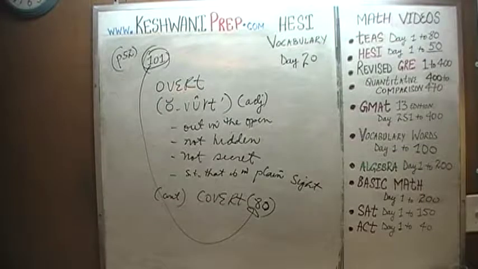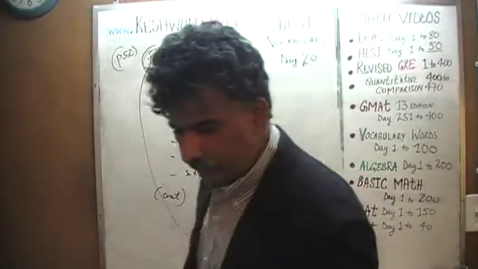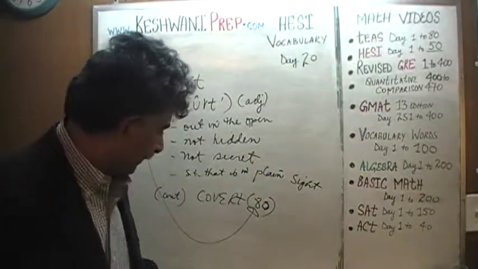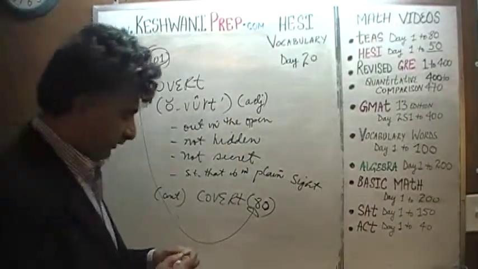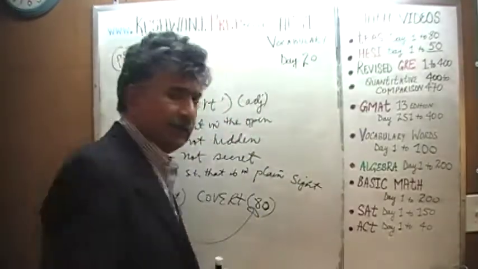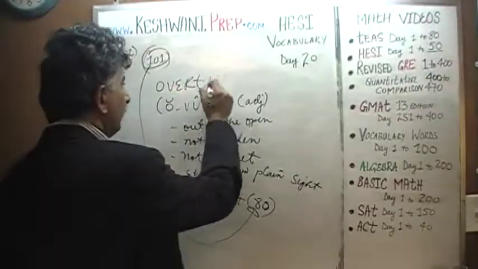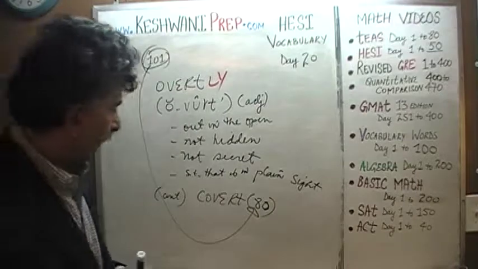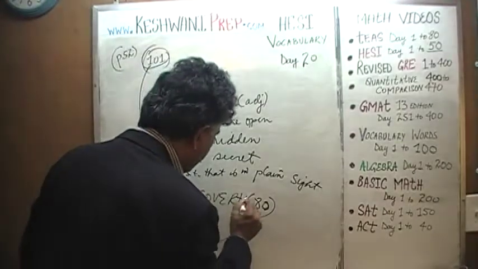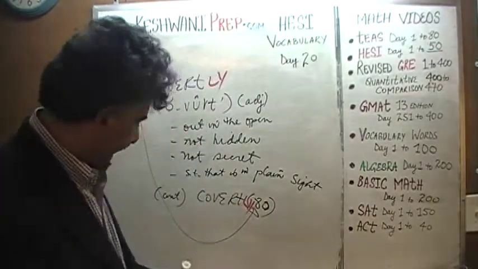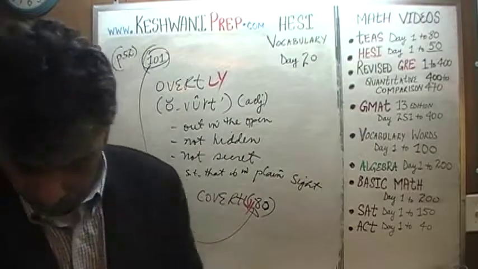So the word is overt. Antonym is covert. These are adjectives. If you want to convert them into adverbs, it's very simple, very straightforward. The adverb of overt would be overtly. Adverb of covert would be covertly. Do you understand? Alright, let's carry on.